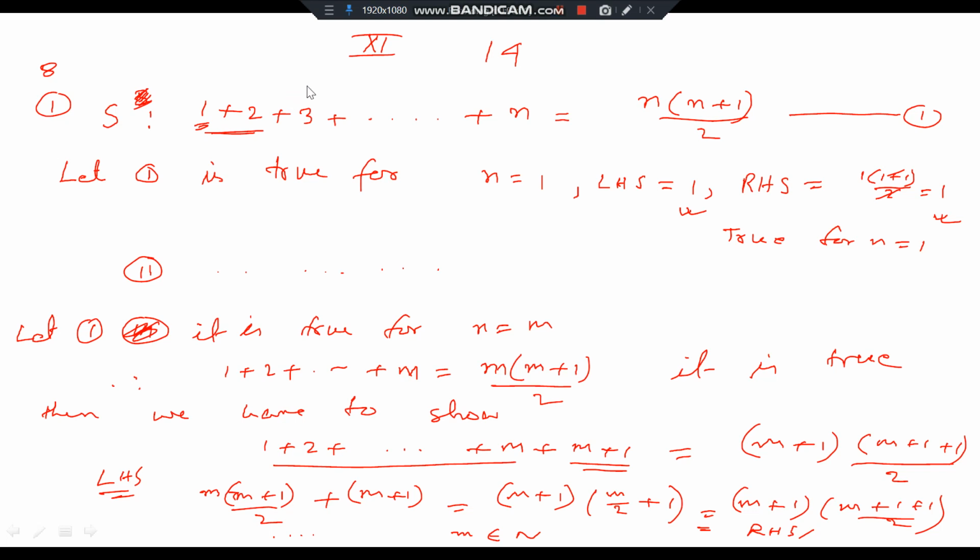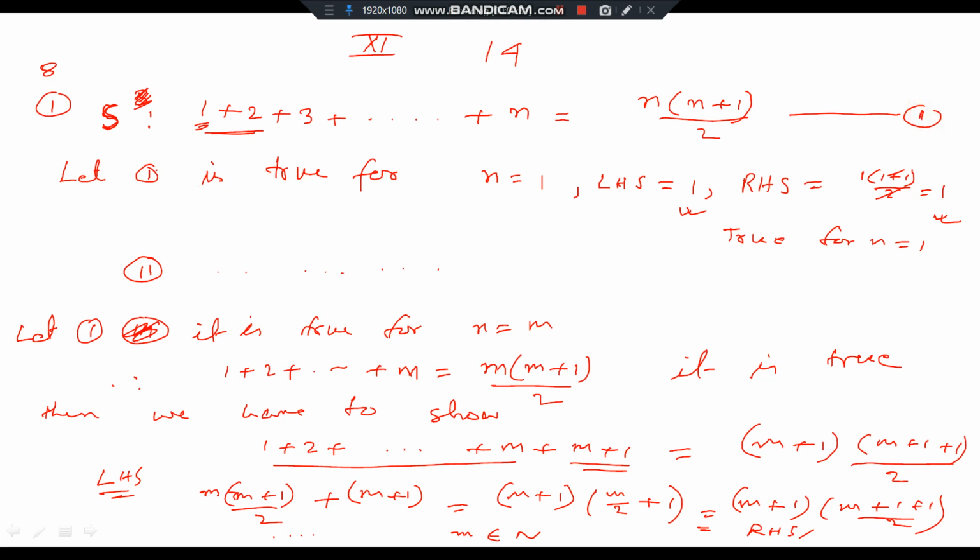Principle of mathematical induction. Given 1 plus 2 plus 3 plus dot dot dot plus n is equal to n into n plus 1 by 2. I have considered this as statement S. Now by mathematical induction we have to prove that this equality is true.